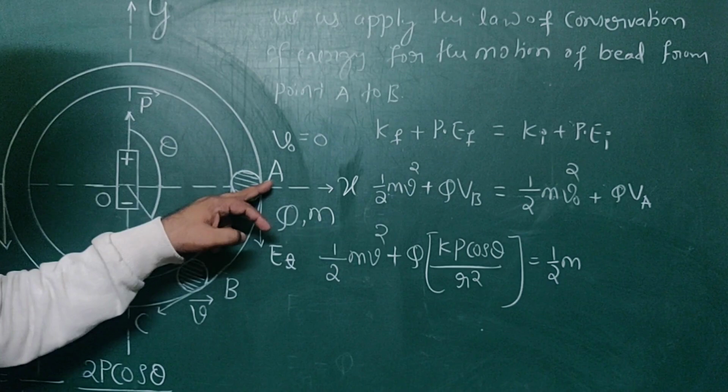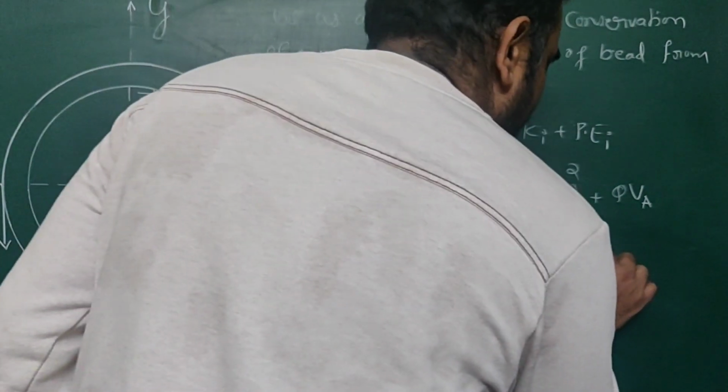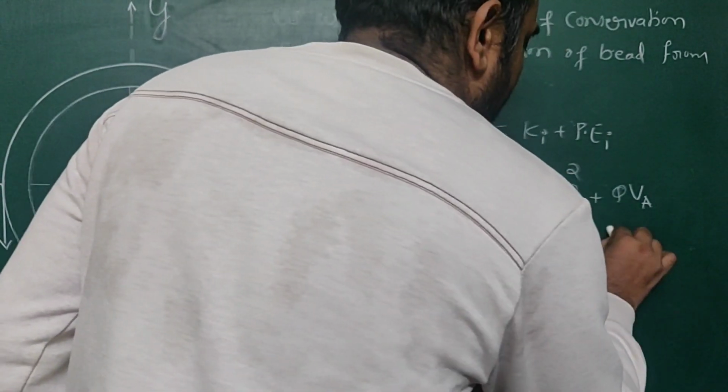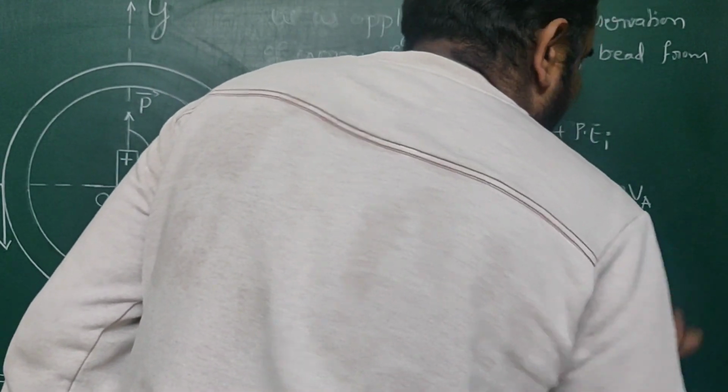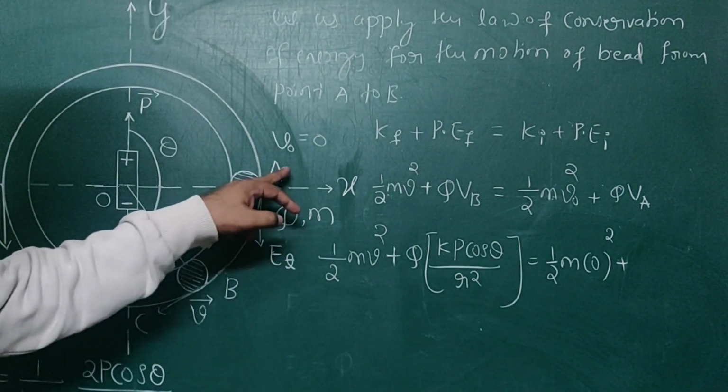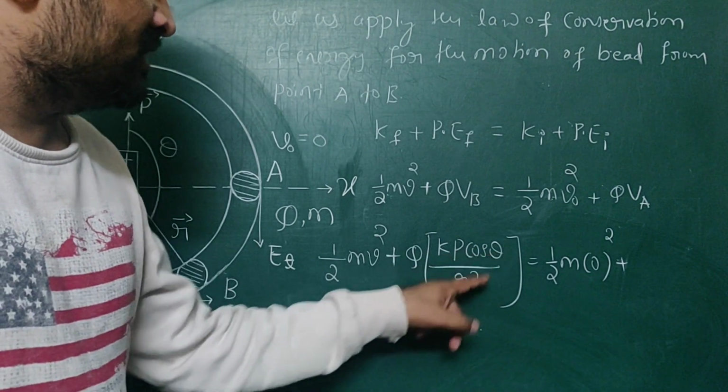What is the initial velocity of the bead at point A? 0. It is released with the initial velocity 0 at point A. So 0 square plus this. Okay, what is the electric potential at A? The same formula, Kp cos theta by r square.